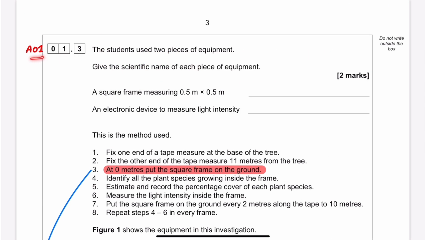1.3 is an AO1 question, and this question is from the same topic of the level of organisms. The student used two pieces of equipment. Give the scientific name of each of the pieces of equipment. A square frame measuring 0.5 meter multiplied by 0.5 meter, and second one is an electronic device to measure the light intensity. Student must know the names of these equipments. The first one is the quadrat, and the name of the second piece is light meter.